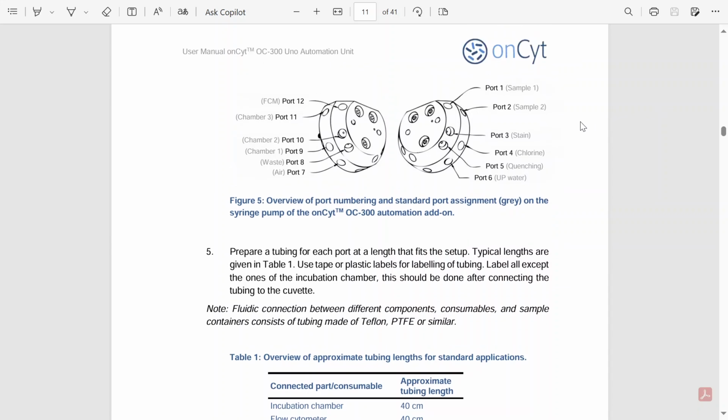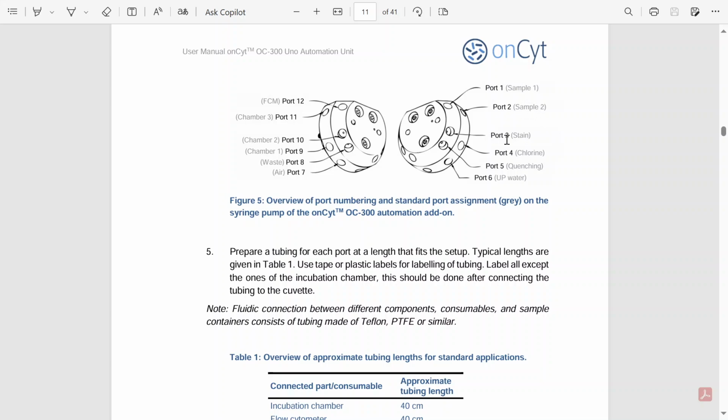Okay, so for example here, these are different ports from port 1 to port 12, and they are connected to different solutions. But of course you can change some of them to increase the number of samples or decrease the number of staining, for example. So here we have port 1 and port 2 for sample 1 and sample 2. So two samples, meaning two lines, and one stain. Port 3 is stain 3.